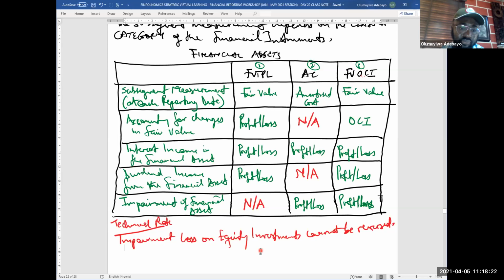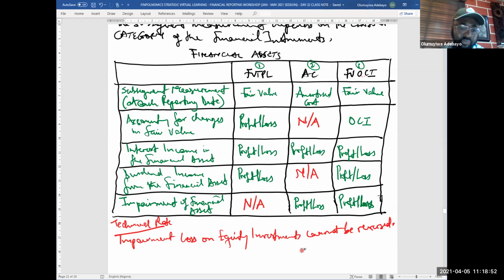Similarly, in business combination, we said impairment loss on a goodwill can never be reversed, because any attempt to reverse impairment loss on a goodwill is tantamount to recognition of internally generated goodwill, which is prohibited by IAS 38 with respect to intangible assets. Take note of this.